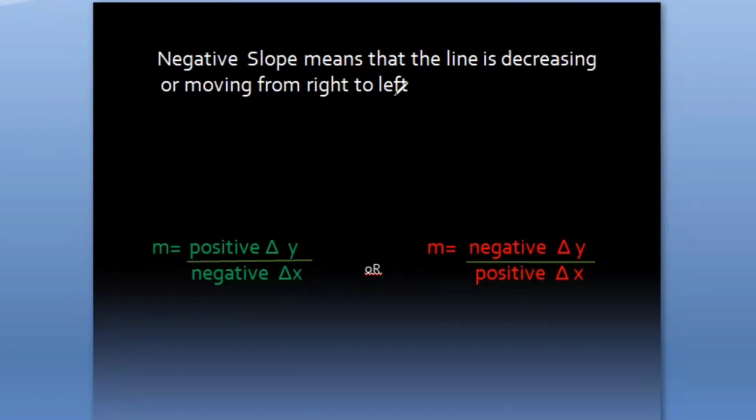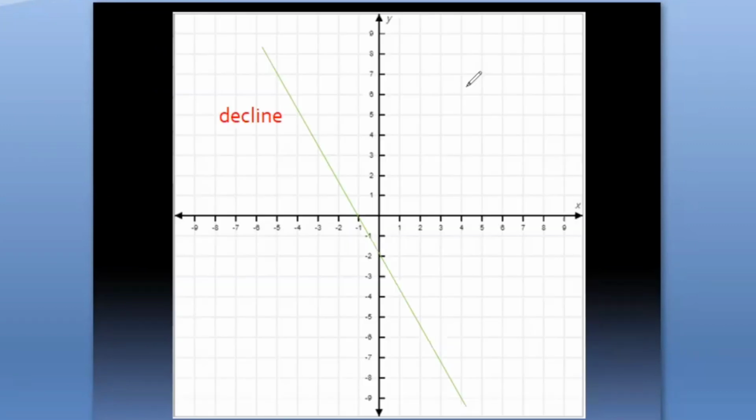And negative slope means that the line is decreasing. It means it is moving from right to left. If we have a negative slope, our change in y value we can take as positive and change in x value can be negative. In the same way, for negative slope, change in y value can be negative and change in x value can be positive. So here we have the graph. For negative slope, here I am taking the example of a slope of negative 2.